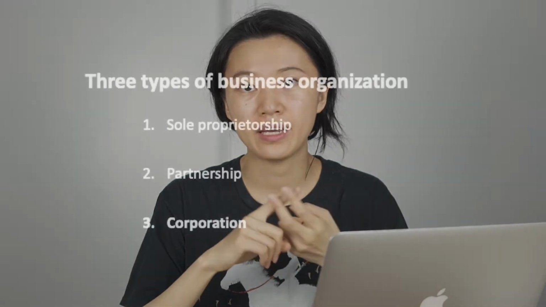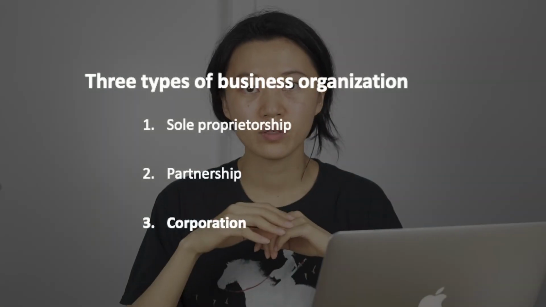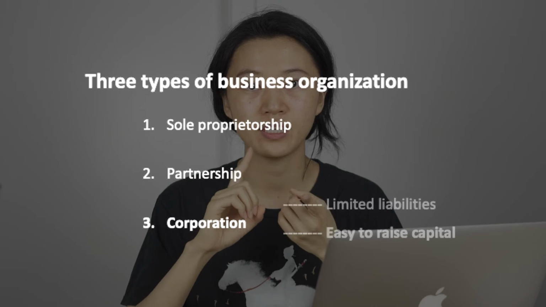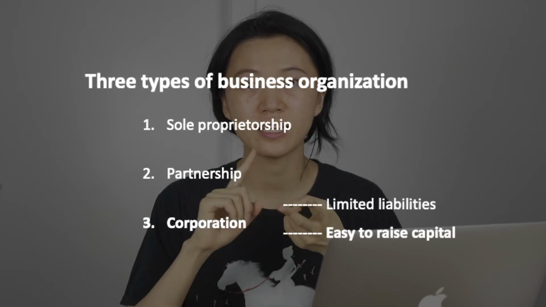There are three main types of business organizations: sole proprietorship, partnership, and corporation. The reason why people form corporation is first, limited liabilities, and second, it's really easy to raise capital. And there are two places you can go to raise capital: the stock market and the bond market.